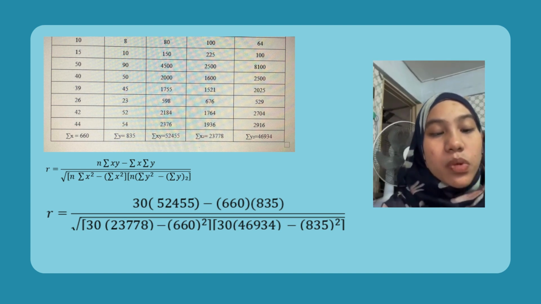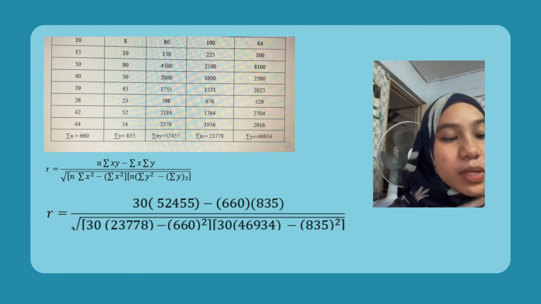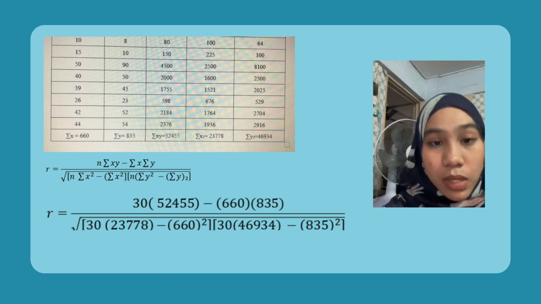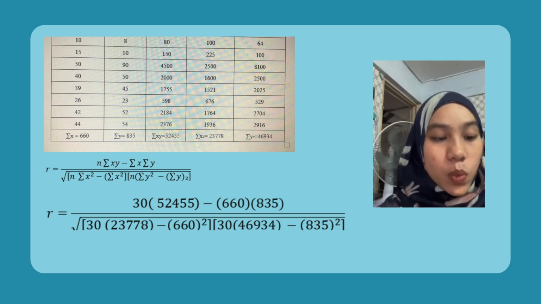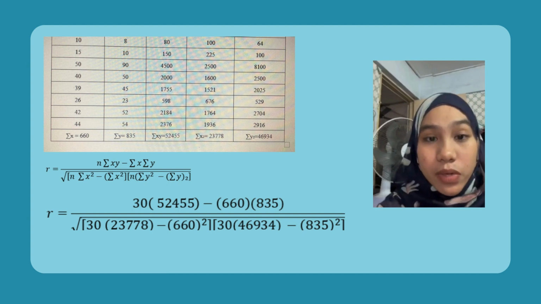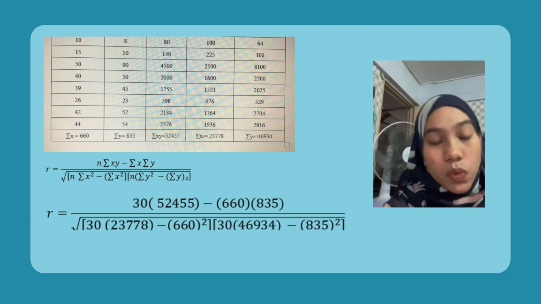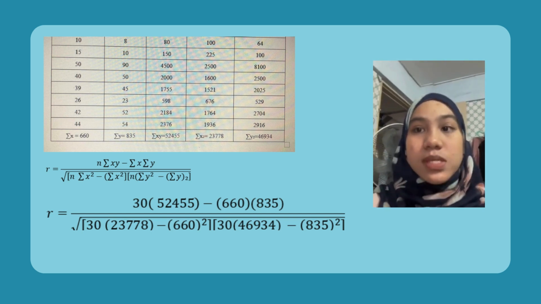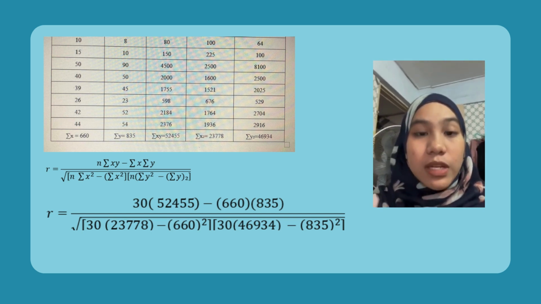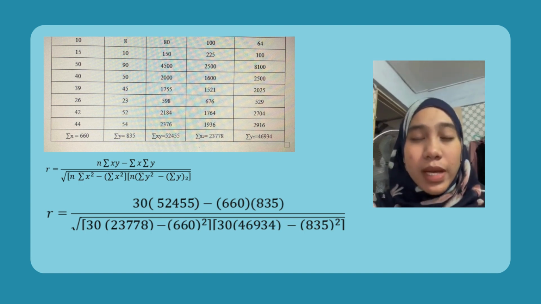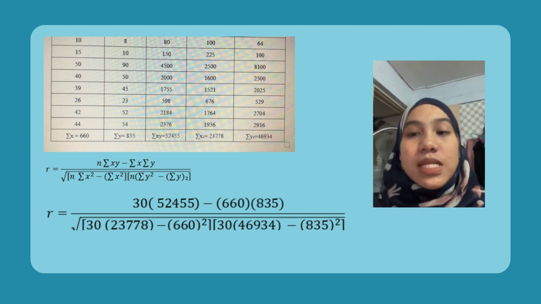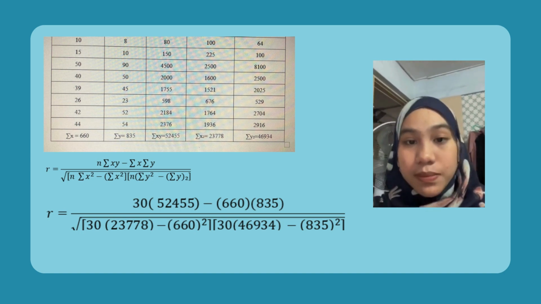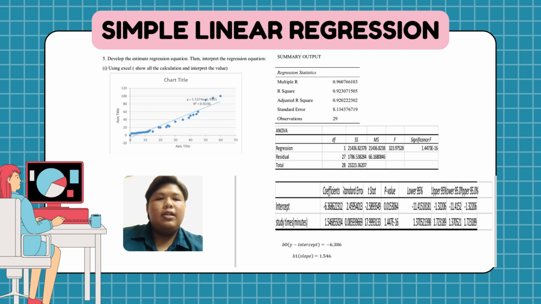In another bracket put 13 and parenthesis 46,934, and the parenthesis again, subtract the parenthesis 835 and also power of 2, and close the equation with the bracket. Okay, the answer for the first part is 1.025 divided by the square root of 1.97. So you can get the answer 0.73. That's all. So we move to the table.